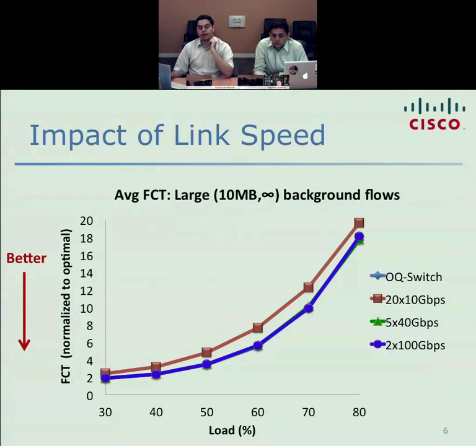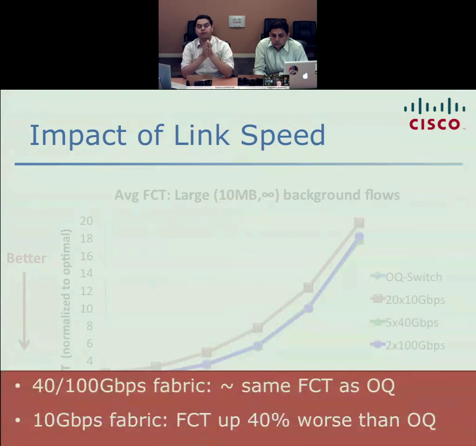So what we observe in this is that with 40 or 100 gigabit per second fabric links and 10 gigabit per second access links for the servers, we're achieving about the same performance in a leaf spine fabric as an ideal output queued switch. Whereas when the leaf spine fabric links were running at 10 gig, there was a degradation in the flow completion times, and it was as much as 40% compared to the ideal output queued switch.